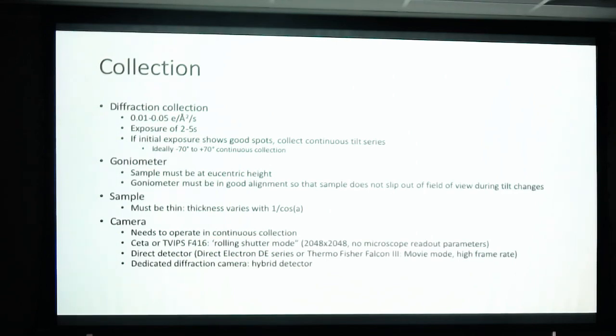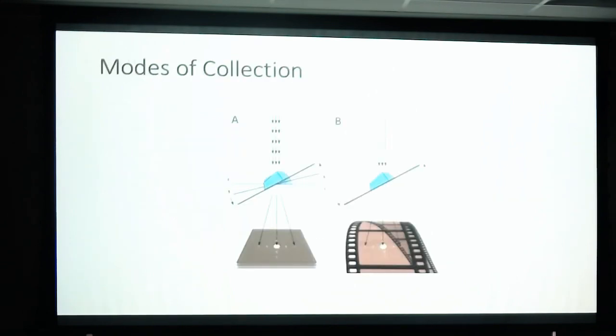You have to have a good camera that can do rolling shutter mode or movie mode. You have to have basically a camera that will let you collect continuously. So like I said, there's two different modes of collection. The original mode was still images, but that was very difficult. No one is really doing that anymore. Anyone who's doing it is collecting continuously and then collecting movies of it in some way or other.